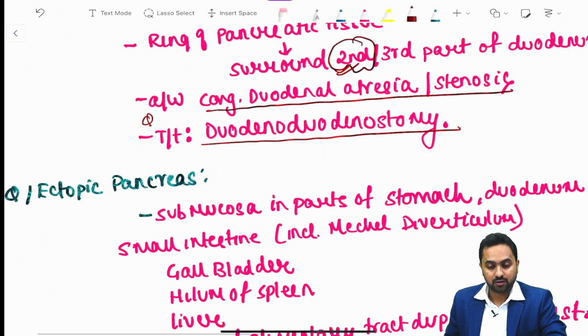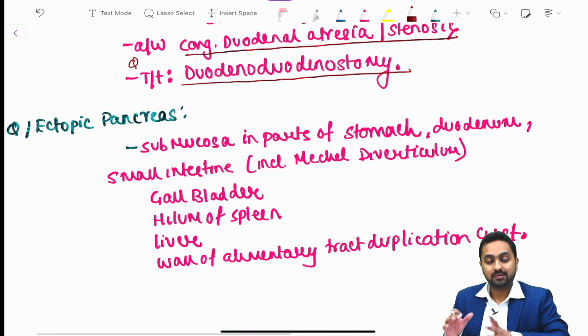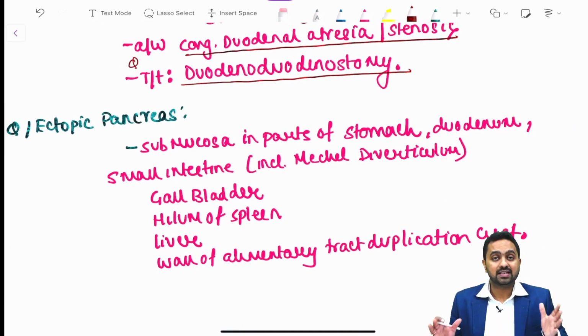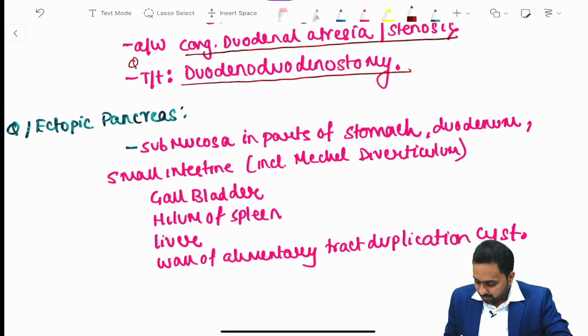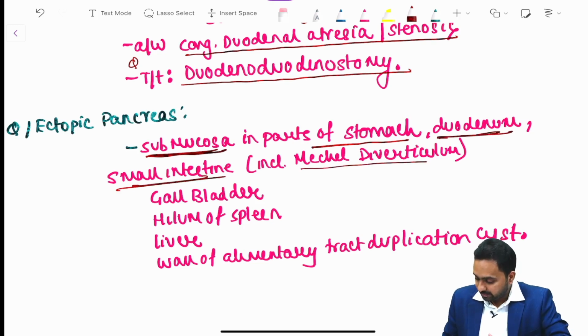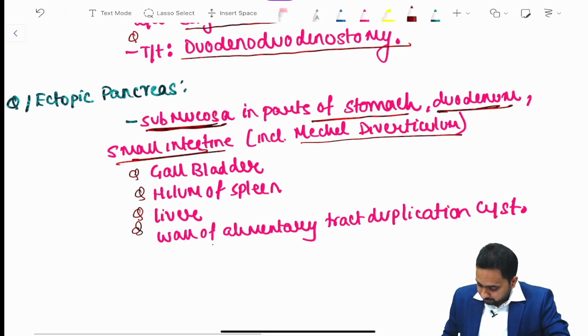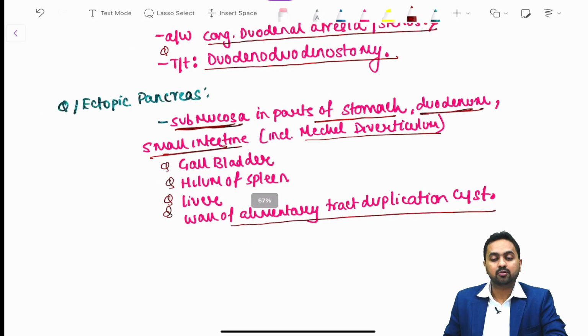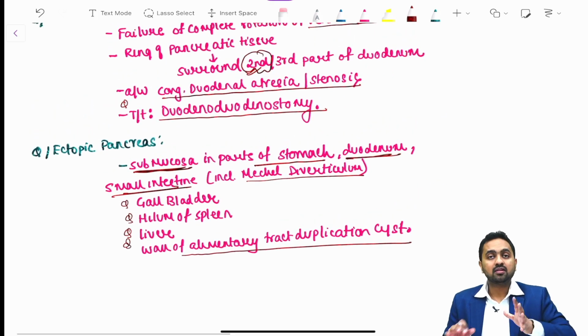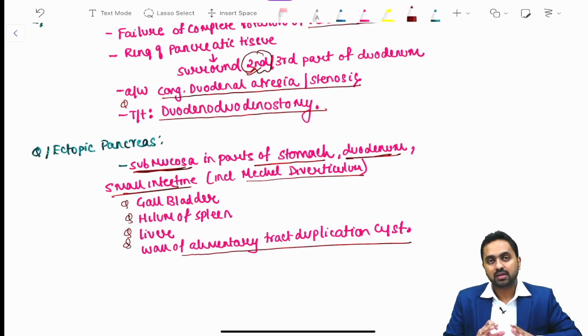Then regarding the ectopic pancreas, what are the locations or sites of ectopic pancreas? They may be present in the submucosa of the stomach, duodenum, small intestine, even in Meckel's diverticulum, then in the gallbladder, hilum of the spleen, liver, and the wall of an alimentary tract duplication cyst. So these are some of the basics of the anatomy and the embryology with respect to the pancreas.